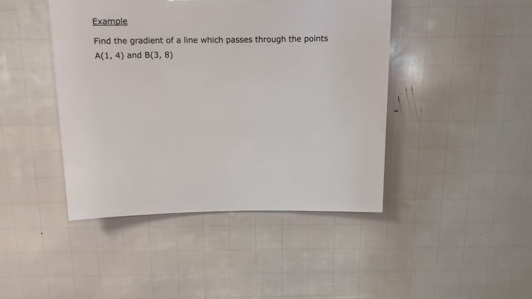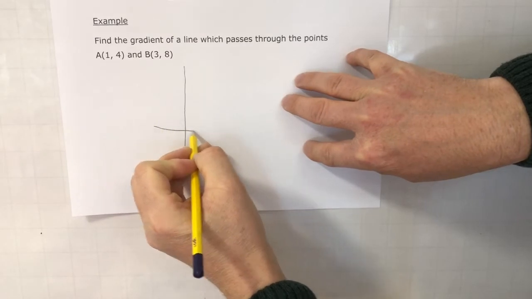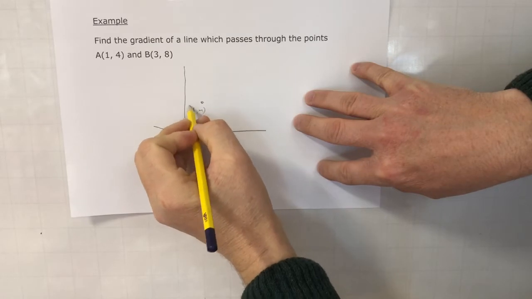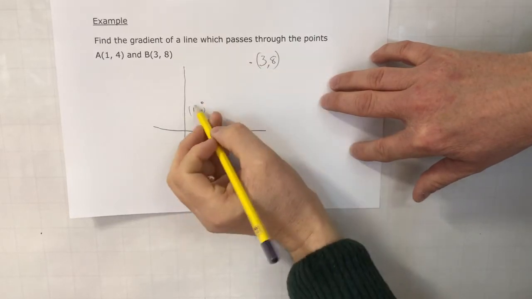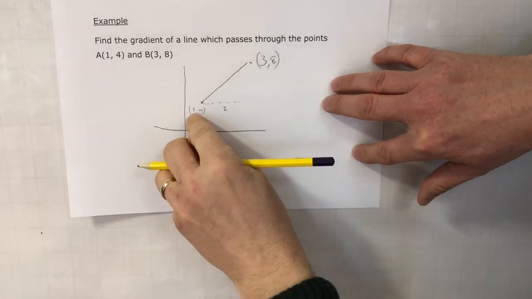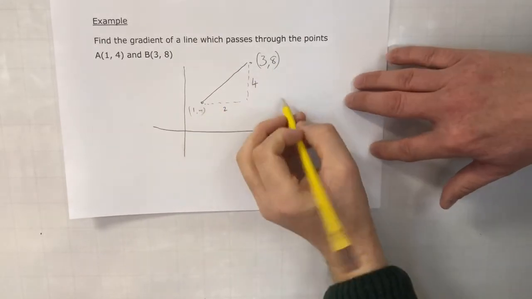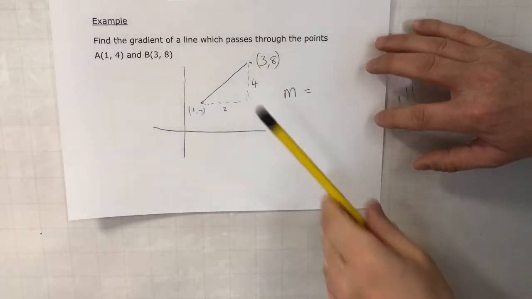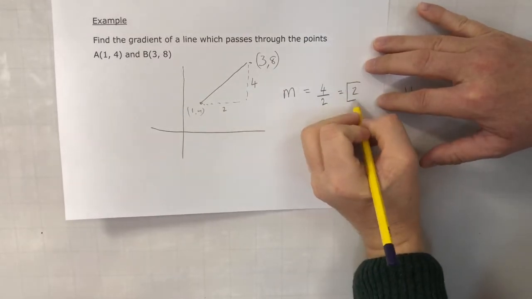So to establish the gradient of a line, again, a sketch would make this arguably easier to see. 1, 4, 3, 8. So to establish the gradient, we can see that we've gone across 2 units from the 1 to the 3, 2 units across. We can see that we have gone from the 4 to the 8, we've gone 4 units up. So the gradient, which as I've already said, we put as M, will equal 4 over 2, which equals 2.